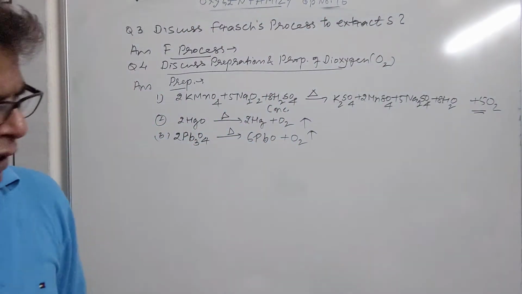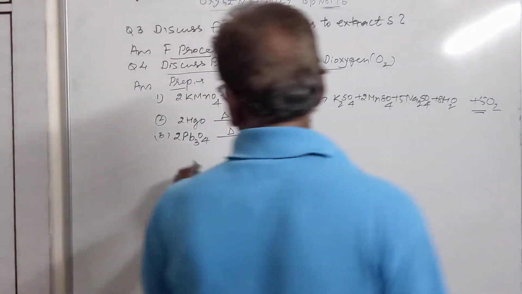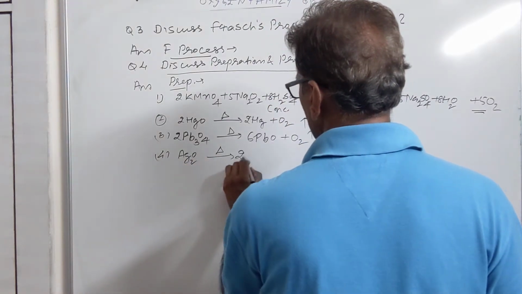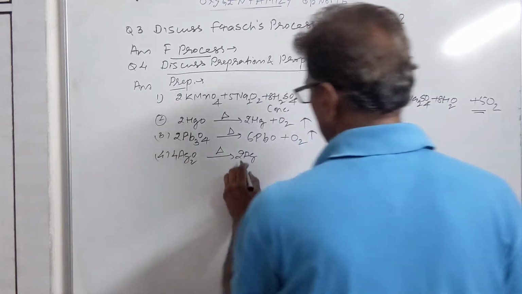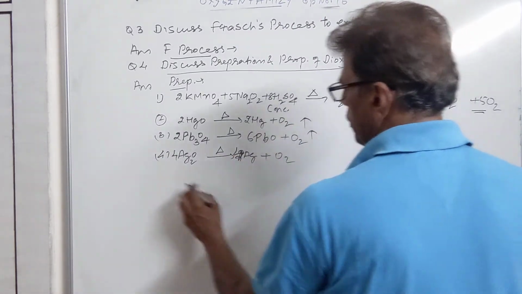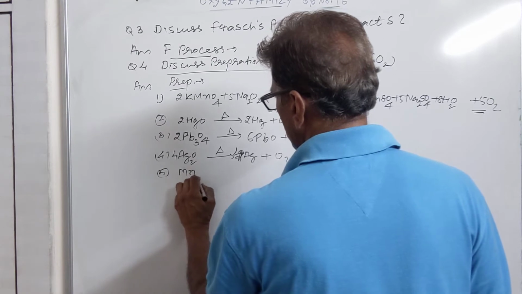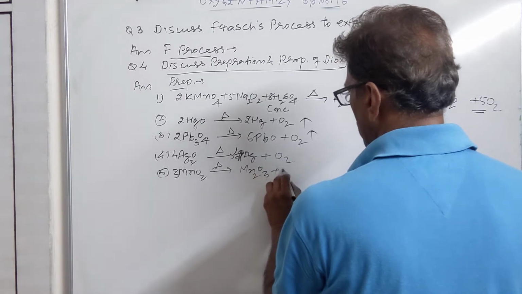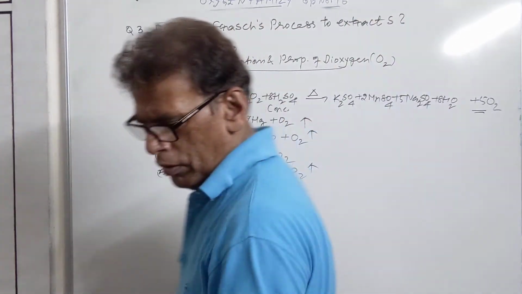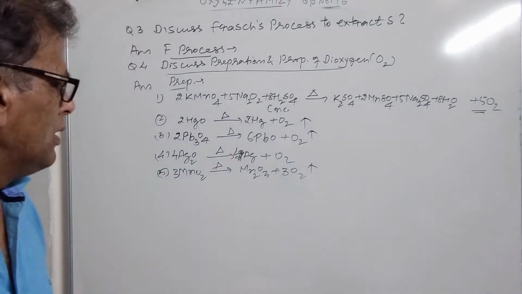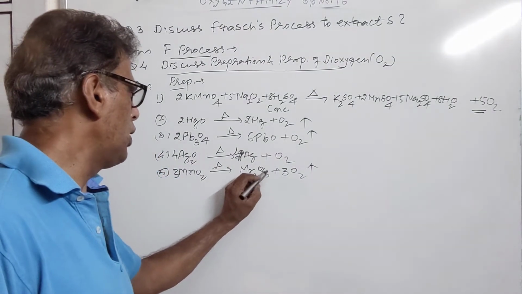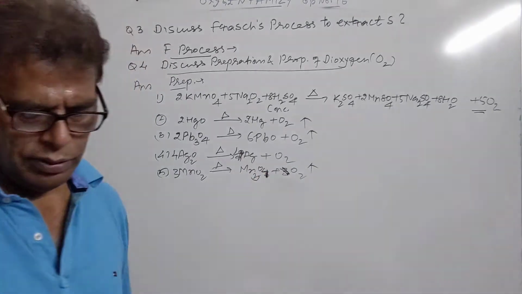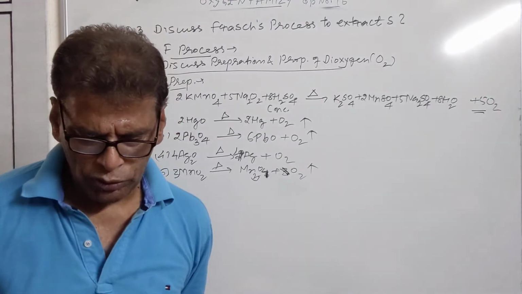Then we have silver oxide and MnO2 to get oxygen. It is heated, you get 2 Ag. If you take 4 here, 4 Ag plus O2 here. Then we have from MnO2, Mn2O3 plus 3O2. So MnO2 on heating gives you Mn3O4. Mn3O4 will be the product plus O2. So these are the ways how we prepare oxygen from oxides.